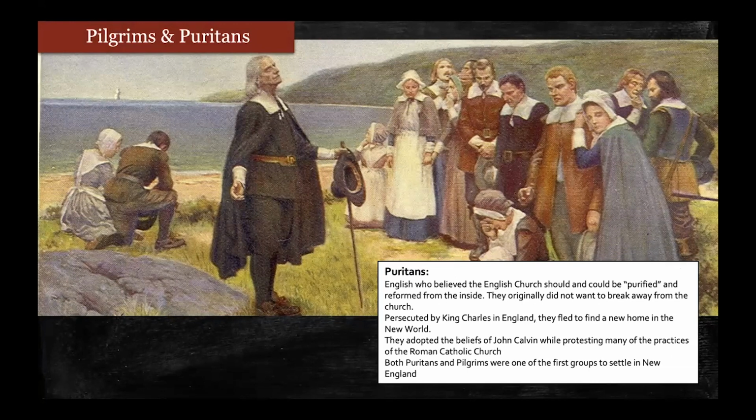Persecuted by King Charles in England, they fled to find a new home in the New World. They adopted the beliefs of John Calvin while protesting many of the practices of the Roman Catholic Church. And again, that's what the word Protestant means, a reformer who protested the Catholic Church. Both Puritans and Pilgrims were one of the first groups to settle in New England.